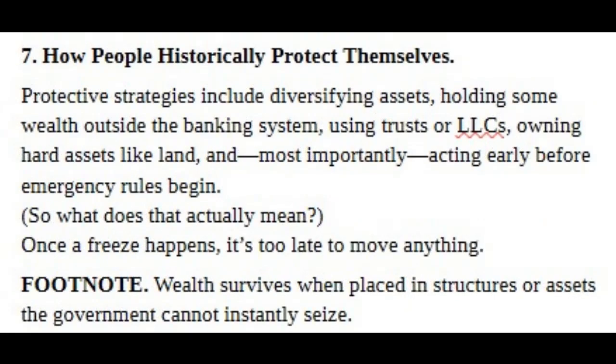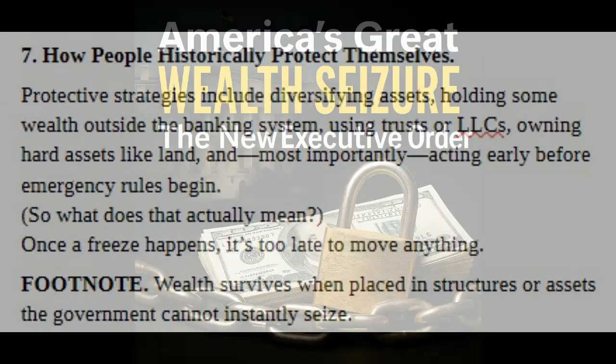7. How people historically protect themselves. Protective strategies include diversifying assets, holding some wealth outside the banking system, using trusts or LLCs, owning hard assets like land, and, most importantly, acting early before emergency rules begin. So what does that actually mean? Once a freeze happens, it's too late to move anything. Footnote: wealth survives when placed in structures or assets the government cannot instantly seize.